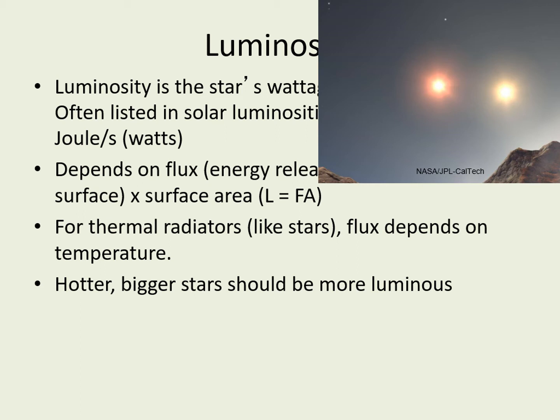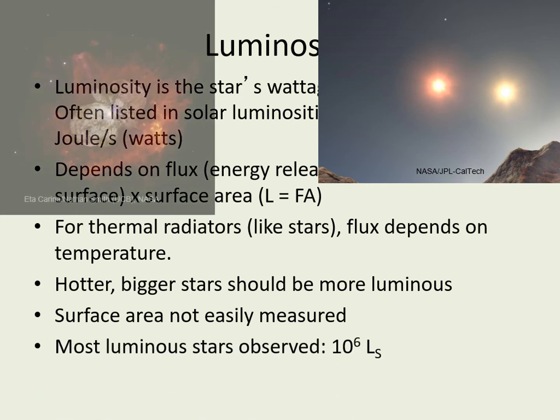Astronomers have a problem, though. It's not so easy to directly measure a star's surface area. Most stars are so far away that they just look like points of light, even with the best telescopes. So we can't usually use this approach to measure a star's luminosity. We'll see shortly another way we can find the luminosity, using the distance to the star instead.